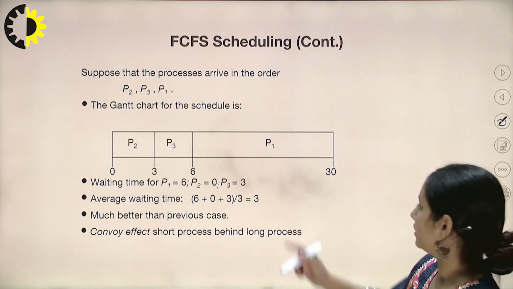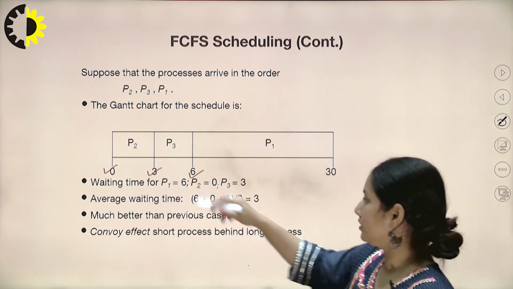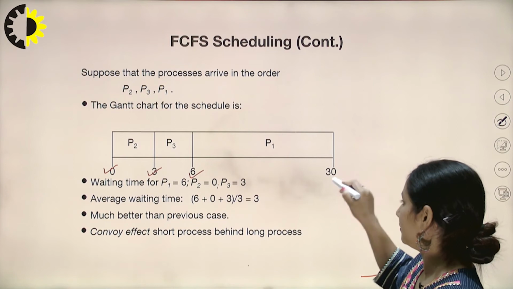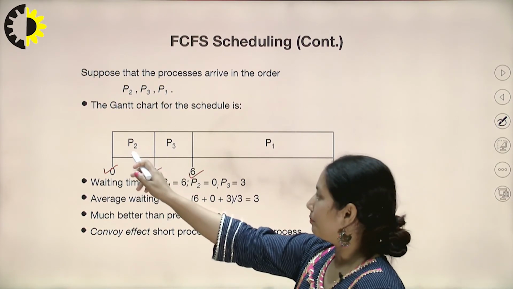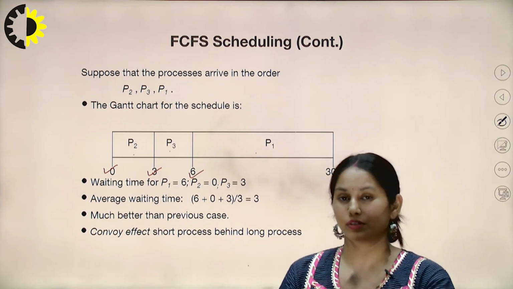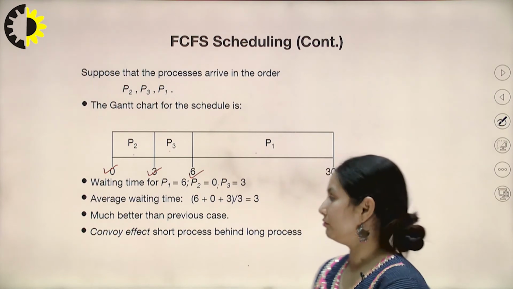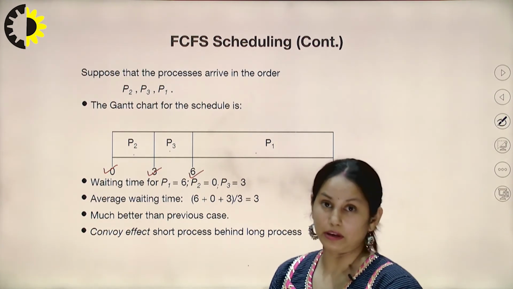Here you can see, this is it: 0, 3, 6, 30. Now P2, P3 and P1, so this is the order of the Gantt chart. This is the order of execution of your processes on the CPU.